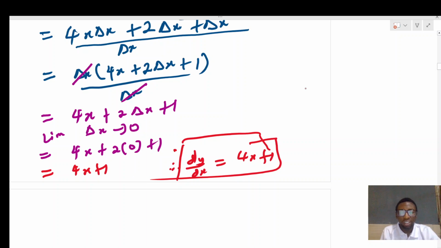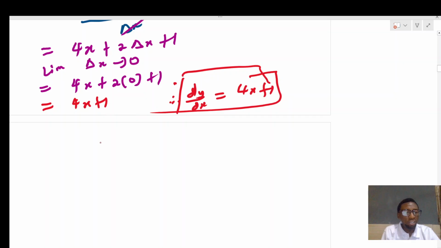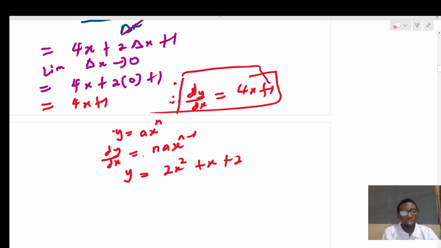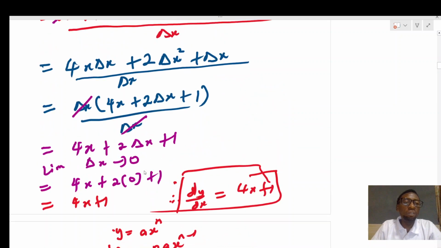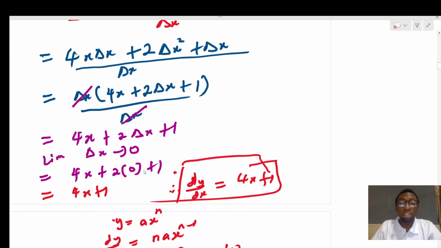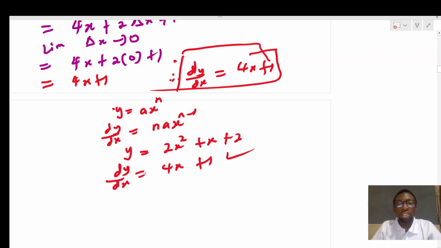So you can always check your answer. Don't forget the shortcuts. Don't forget the general formula. The general formula is, if y equals a x to the power n, then dy dx is what? n a x to the power n minus 1. So if you had differentiated 2x squared plus x plus 2 from the beginning, our answer would have been what? 4x plus 1. Because if you differentiate 2, a constant, you have 0. So this is the answer. So you can see that we have the same answer. The instruction says to differentiate from the first principle, so that's why you have to go through all of this. If the instruction was not there, I would have used my general formula and got the answer. But anyway, you can always use the general formula to see if you are right or wrong.